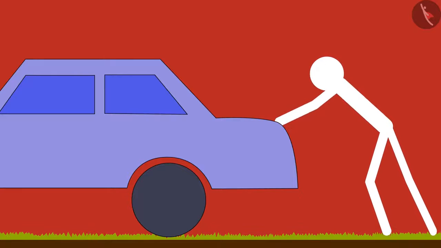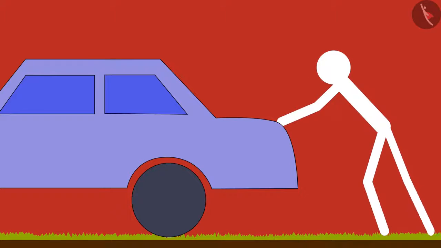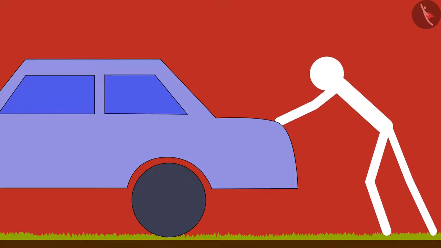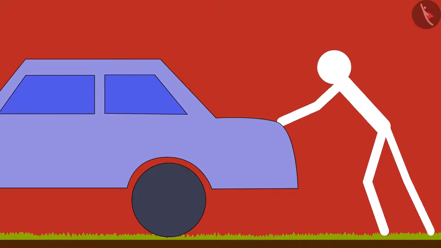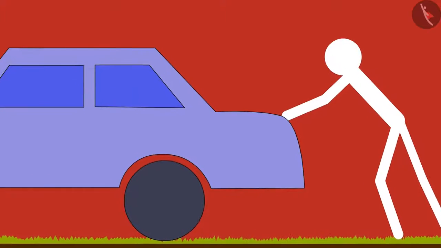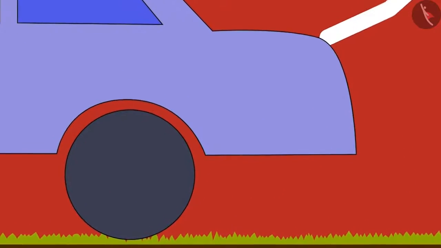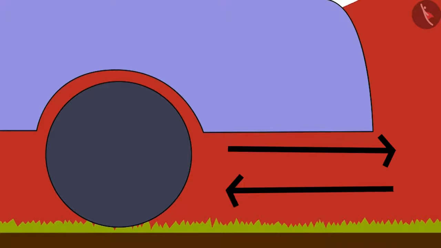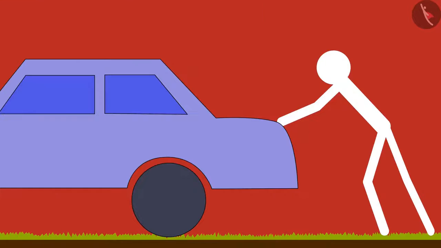Let us now consider another example of pushing a car on the street. If we push using less force, the car may not move at all. This is due to the friction acting in the opposite direction of the push. Friction arises as the wheels of the car are in contact with the rough surface. Here, the force of friction balances the pushing force and hence the car does not move.